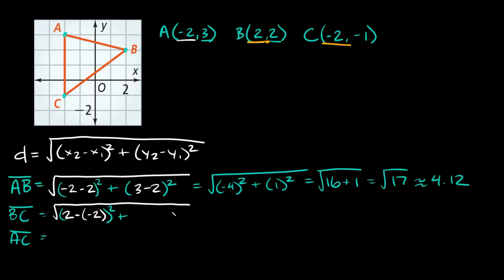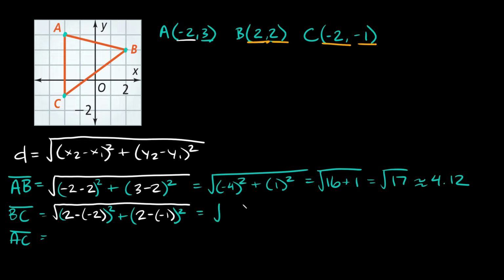And then we're going to add that. All right, now let's subtract the y coordinates. So we have 2 and -1. So we're going to say 2 minus -1. And again, this is squared, right?